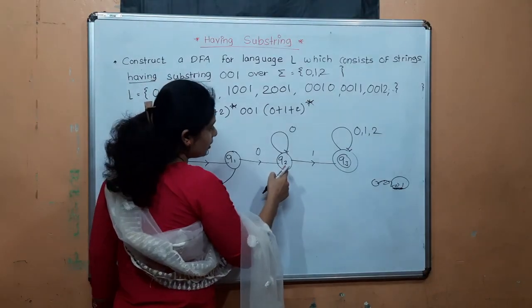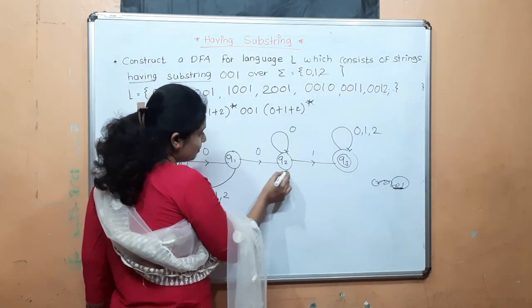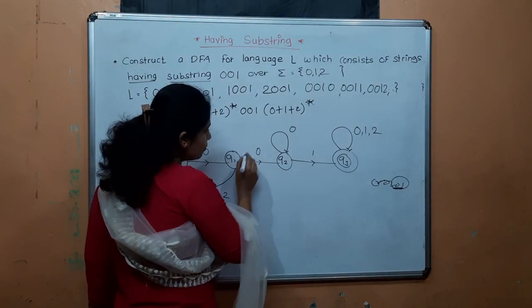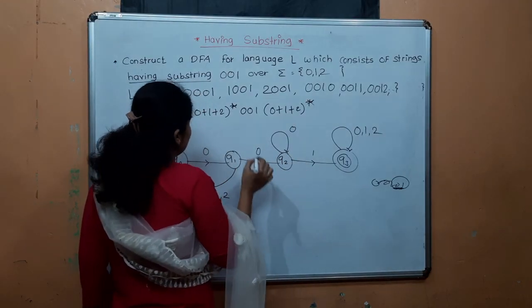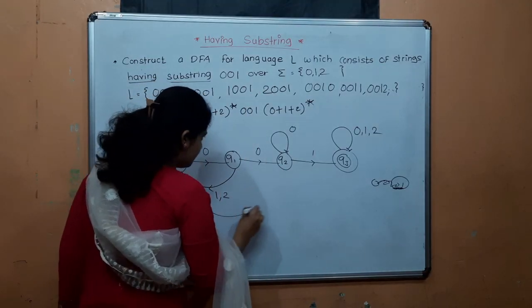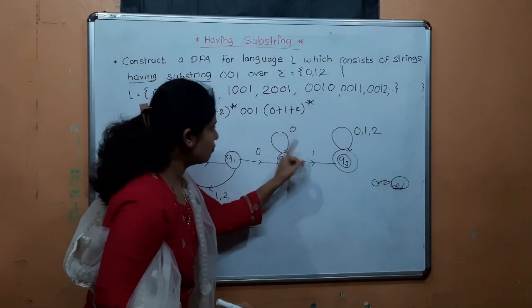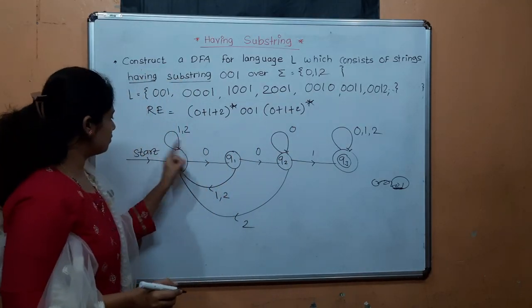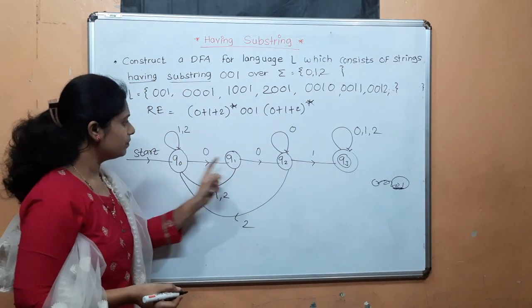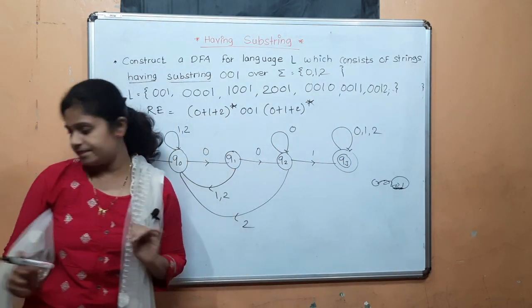Okay, now see here, if 2 occurs, then what can I do? I cannot give 2 here because the string will become 201, which is not valid. I want having substring 001, so we can give 2 back here, 2 001. Okay, check Q0 0 1 2, Q1 0 1 2, Q2 0 1 2 and Q3 0 1 2.